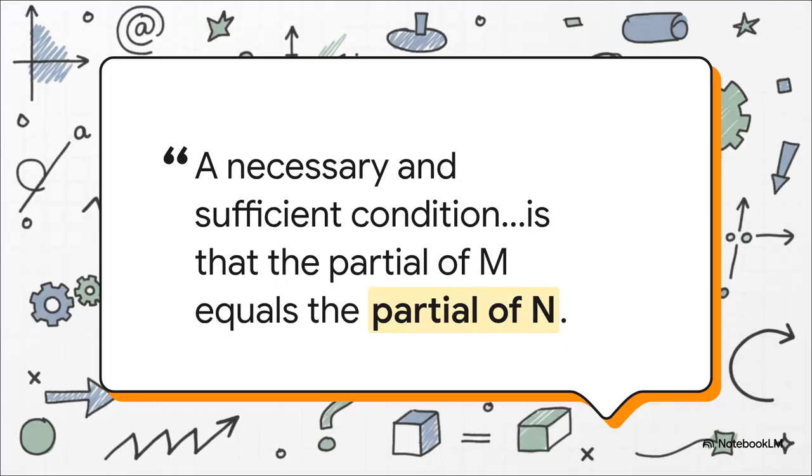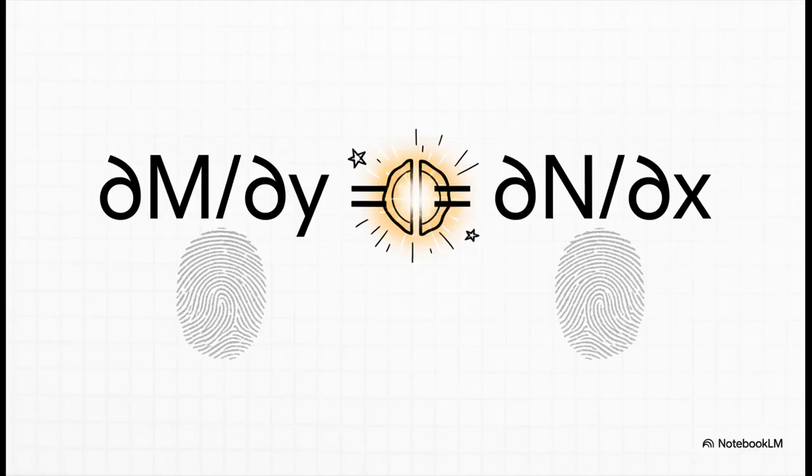And here it is. The whole thing comes down to this one idea. You take M and find its partial derivative, but with respect to y. Then you take N and find its partial derivative, but with respect to x. If those two things are exactly the same, the equation is exact. It's that simple. So, this is it. This is our fingerprint analysis.